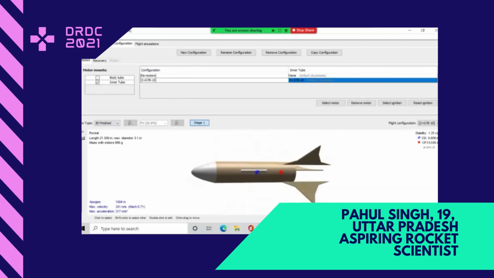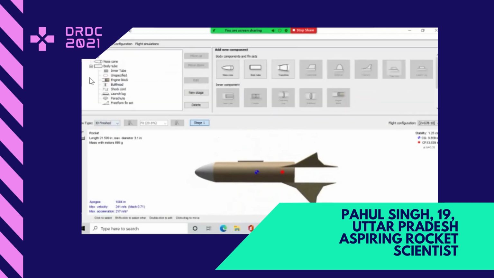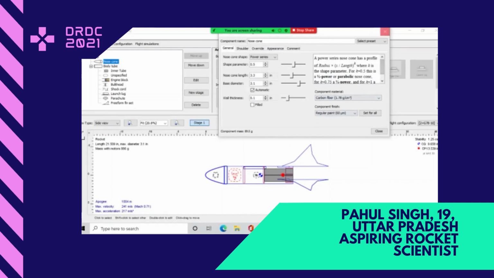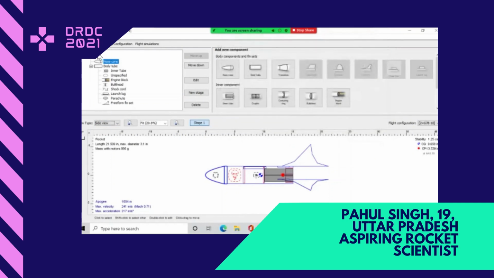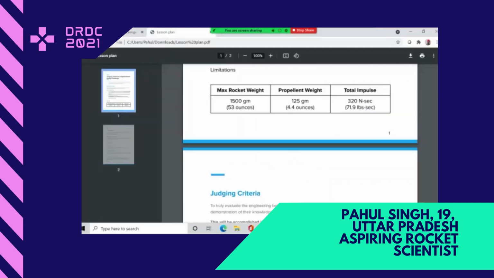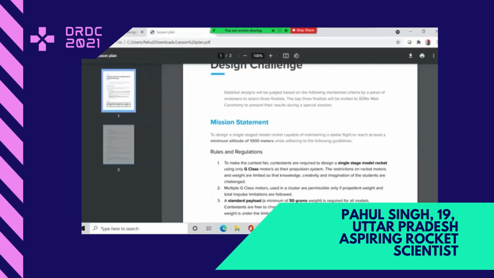Now let me explain why I have put every part where it is in this rocket design. So let's start with the basic nose cone. In the nose cone, as you can see, this is the payload. And let me show the payload. The payload is 50 grams of mass as specified in the problem that I had to use.